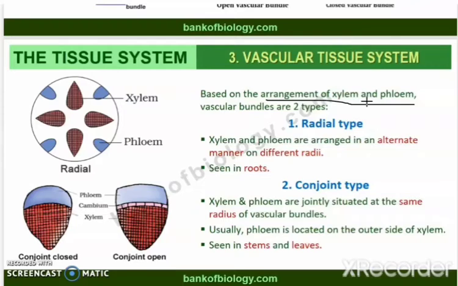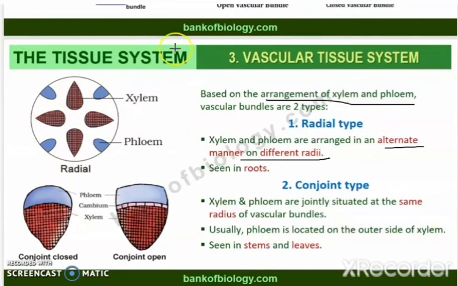How are they arranged? Based on that we are speaking here, right? So the first one is the radial type. Here the xylem and the phloem are arranged in an alternate manner on different radii. You can see it here in this diagram.